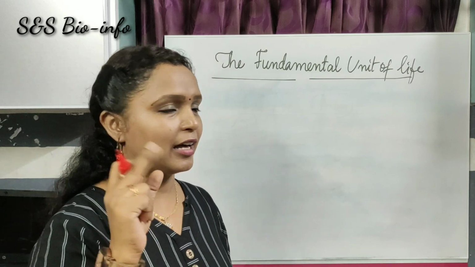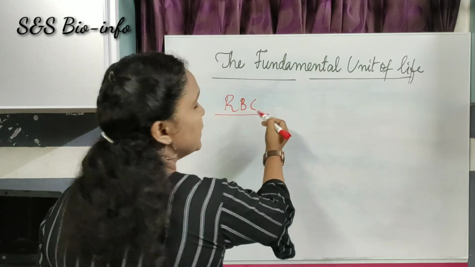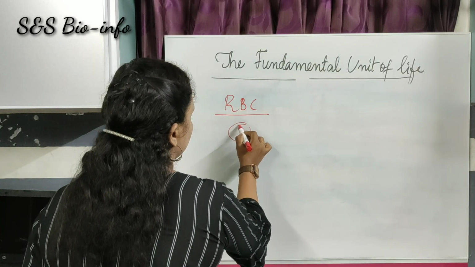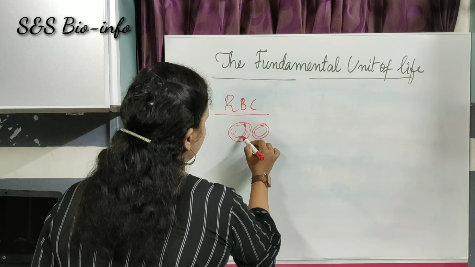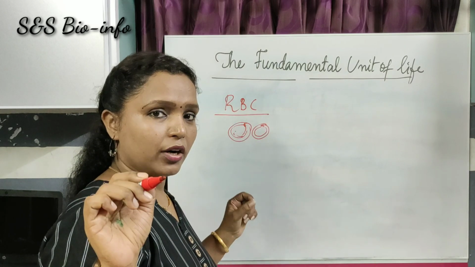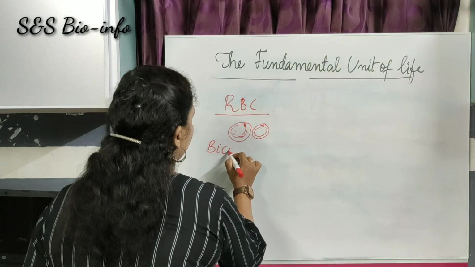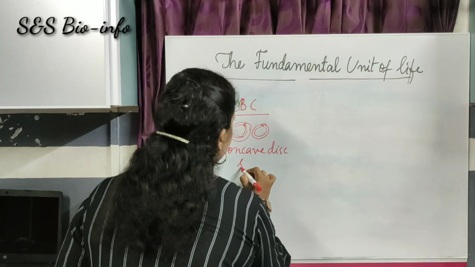First of all, RBC, red blood cells. RBC is a biconcave disc-shaped cell.